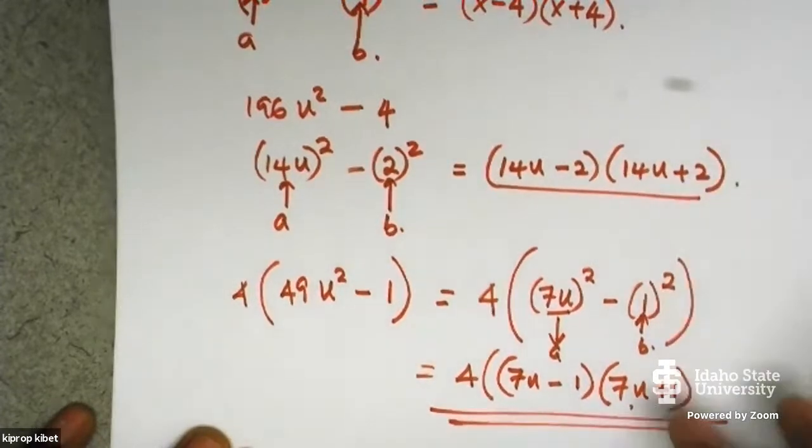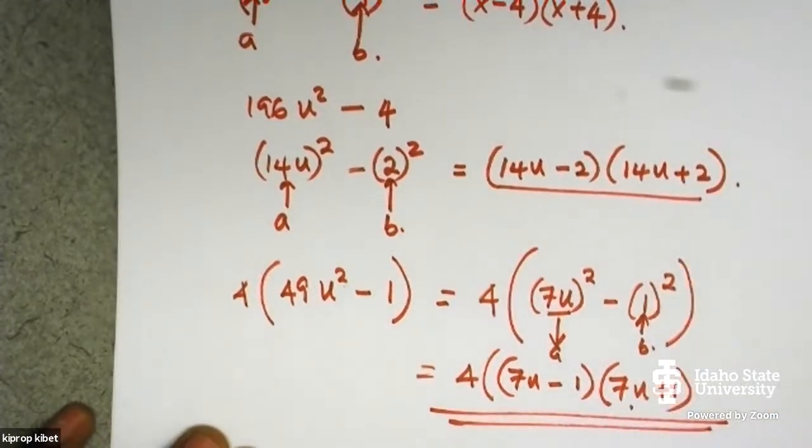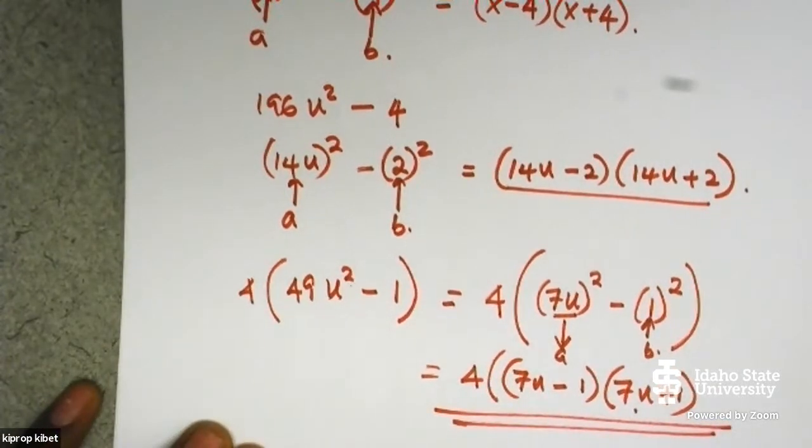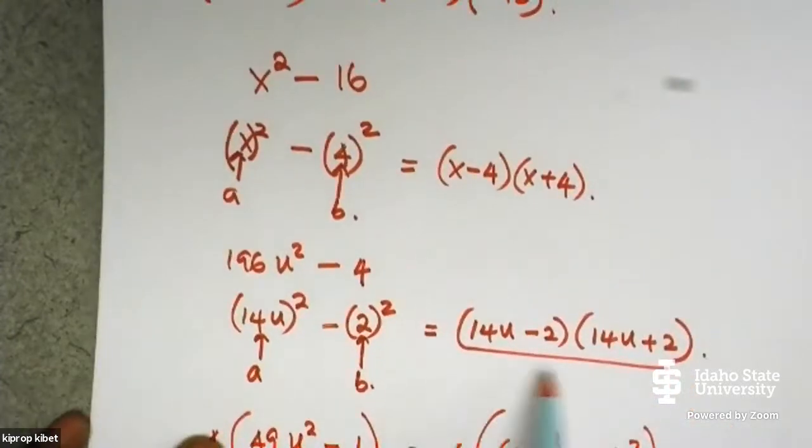Because this is also similar to this. Here you can factor out 2 in each one of them. In this one you need to factor out 2, and you also need to factor out 2 here. So when you factor out 2 here, it will be 2 outside, and the same here. Then you multiply the 2 of them, it will be 4. So 4, 14u minus 2, then 7u minus 1, and then 7u plus 1.